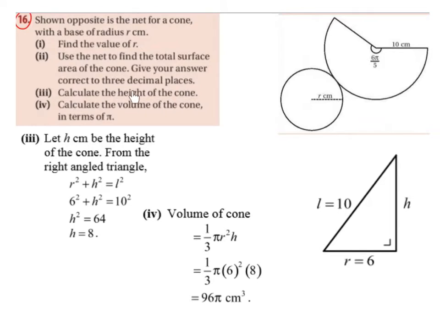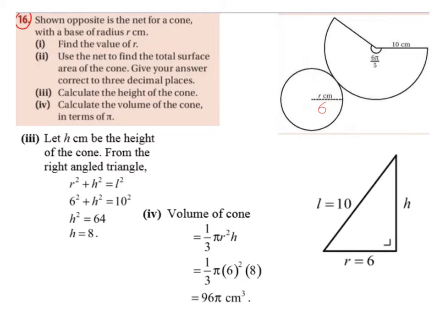Part 3, calculate the height of the cone. So we're going to let h be the height of the cone, and we're going to draw out a right angle triangle. So we have 10 being the hypotenuse of the right angle triangle. We got the 10 from the radius of the sector of the circle. The radius is 6. We got that from the last part of the question. So now we're trying to figure out what the height is. So we've labelled that as h.